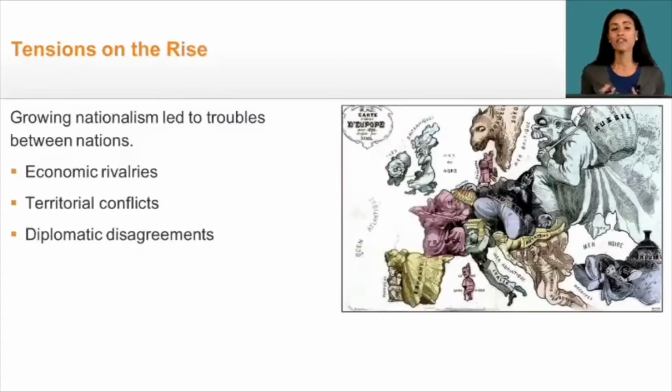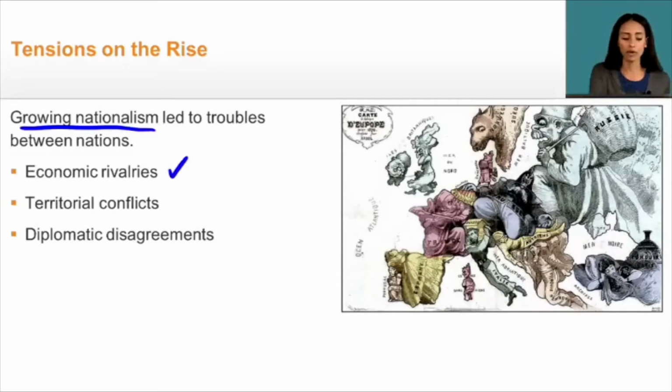So when we think about how these tensions are rising in Europe leading up to World War I, we can say that it is indeed growing nationalism that's leading to troubles between nations. This nationalism stems from everything from economic rivalries to territorial conflicts to diplomatic disagreements. And in the political cartoon that we're looking at here, we can see that each country is symbolized through some sort of activity, and we'll talk about three of them in particular.